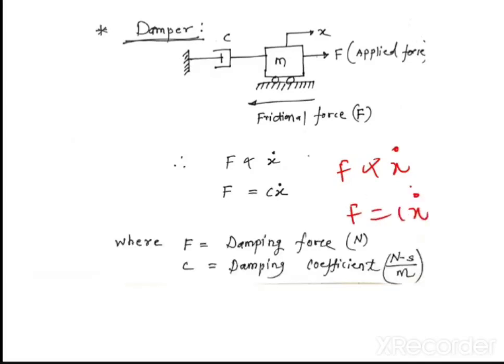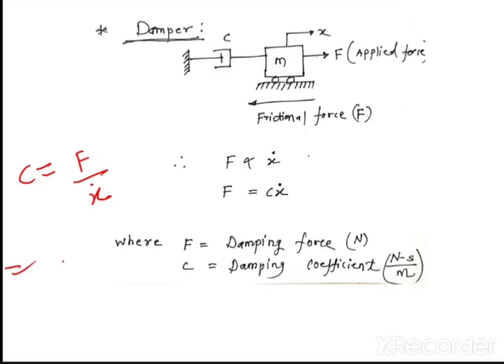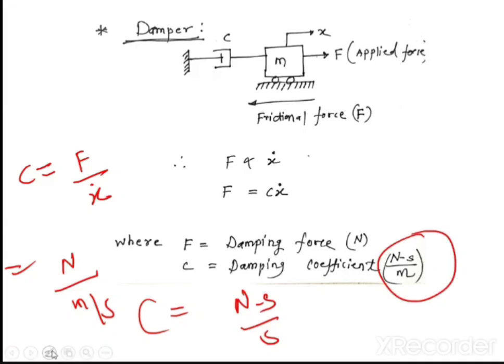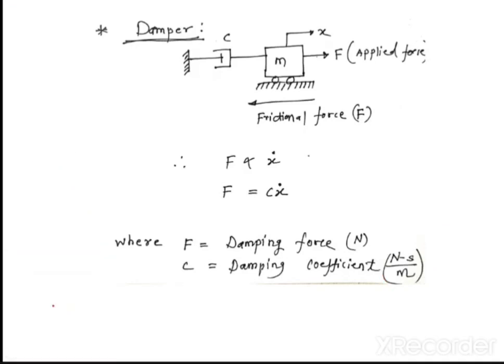Here F is nothing but the damping force in Newtons, and C is the damping coefficient. See, what is C? C is a damping coefficient constant, which is equal to F upon x dot. What is the unit of F? Newton. What is the unit of x dot? Velocity, meter per second. So the unit of C is Newton seconds per meter. Okay, is it clear?